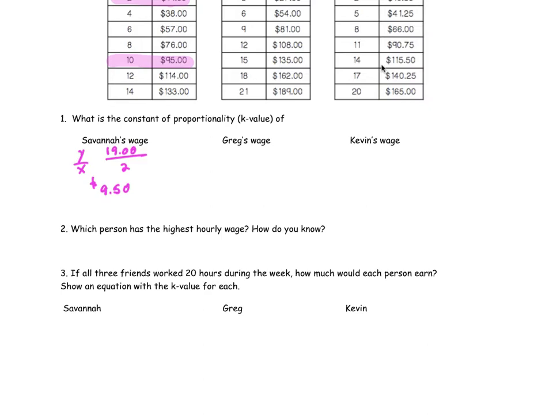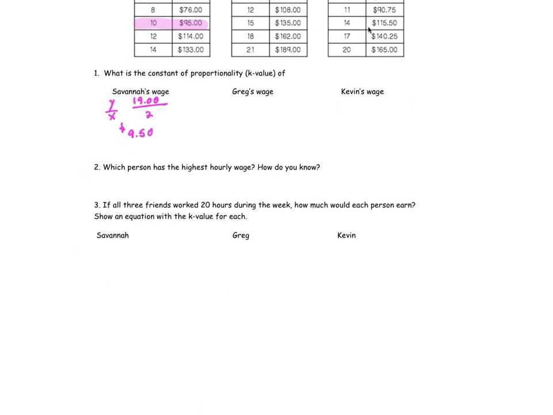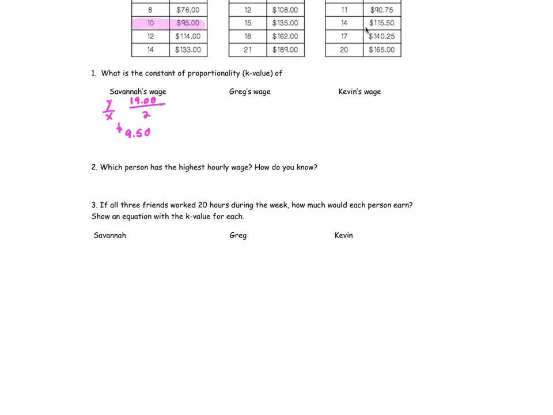And again, that's something that we did talk about yesterday. So I'm going to start with Savannah's equation. And we're putting our equation in a y equals kx form. So I'm going to start with y equals kx. And we know what the k is because we just figured out that she made $9.50 an hour. So that's Savannah's equation. Greg's equation and Kevin's equation will be in this form, but the k value will change.